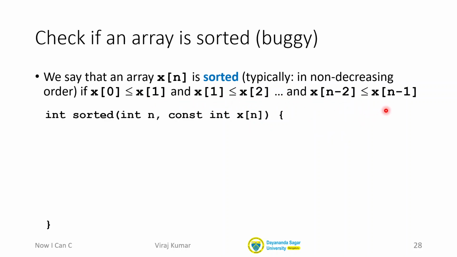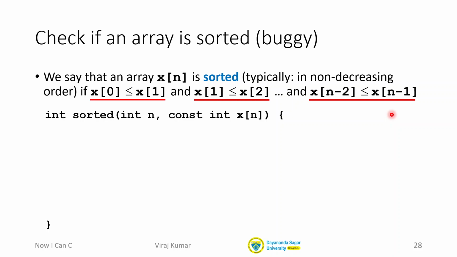So let's try and see what code we will have to write to check all these conditions. Remember, we have to check this condition and this condition and this condition and so on. So when we look at these conditions, we see a pattern, right? We're seeing x0 less than or equal to x1, x1 less than or equal to x2. In general, we're seeing xi less than or equal to xi plus 1.